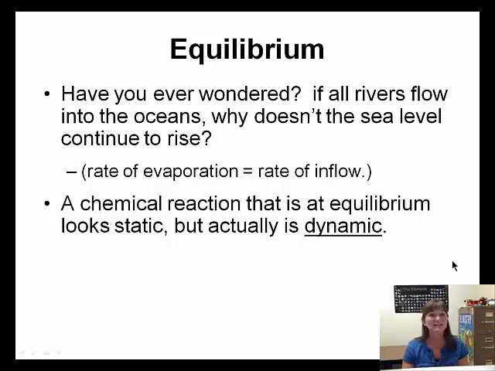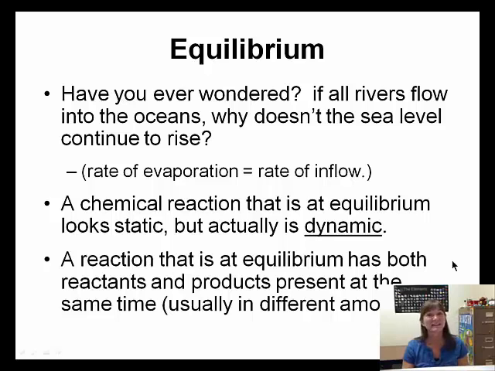So a chemical reaction that is at equilibrium looks static. You might just be looking at your beaker and it doesn't look like anything's going on, but really it's very dynamic. You have the reactants turning into products at the same time the products are turning back into reactants. A reaction that is at equilibrium has both the reactants and products present at the same time. Doesn't mean they have to be in equal concentrations, but you have them both present. So that's hard for a lot of students to conceptualize. You've got yourself this beaker, and both the reactants and the product molecules are floating around at the same time.